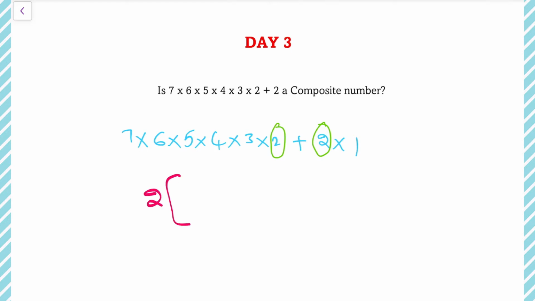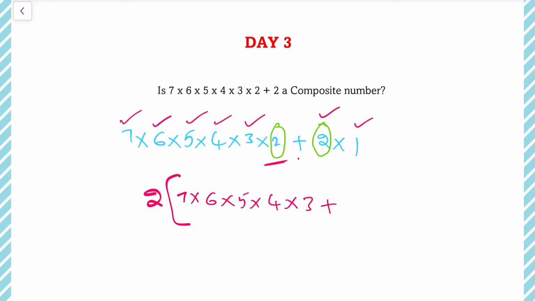Then if we take that number 2 outside or common, then what else are remaining here? 7, 6, 5, 4, 3 are remaining with the multiplication symbol. So write those all. 7 into 6 into 5 into 4 into 3. This 2 already we took common. So next one coming with a plus symbol. And here 2 into 1 is there. So 2 already we took common. Then remaining is 1.